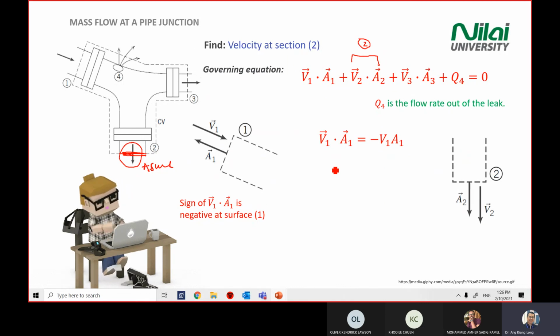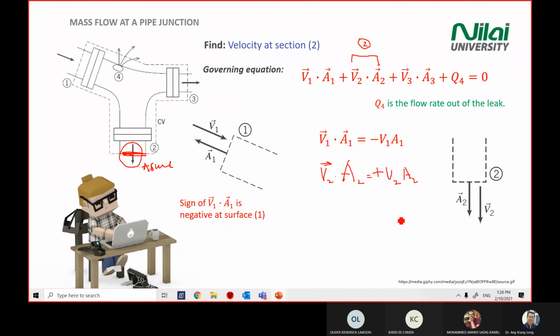This question I'll go to Amir. So when you write the second one, vector 2 dot A2, is it positive or negative? Positive, because it's the same direction. Then you write the magnitude of the velocity and magnitude of the area. Okay, good, Amir.